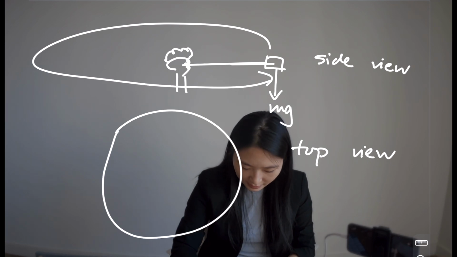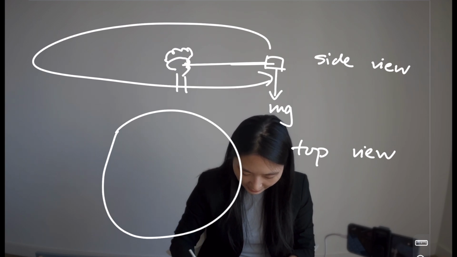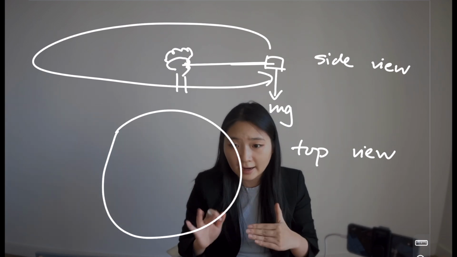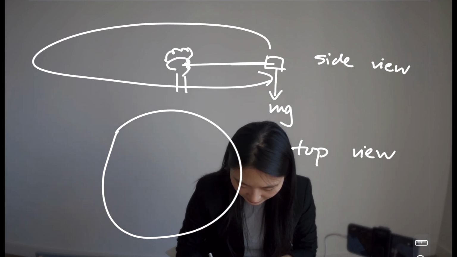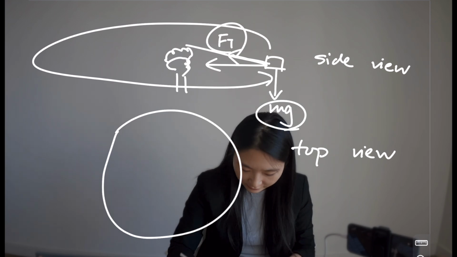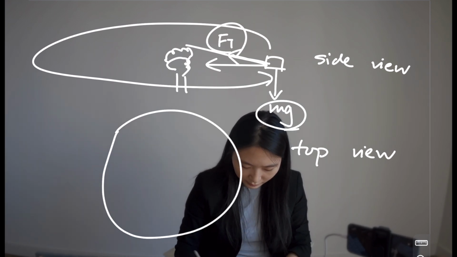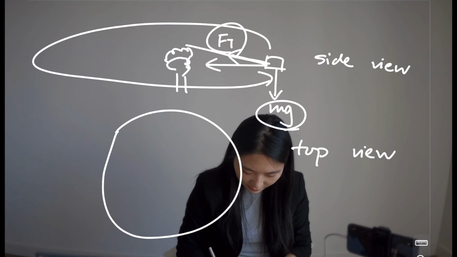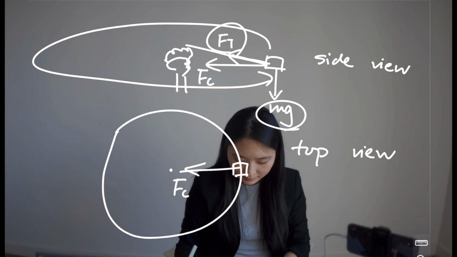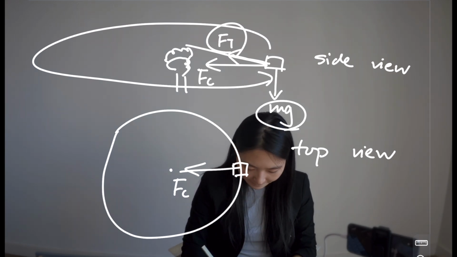By then, the tension force would be pointing slightly upward, and as a result, the tension force and gravitational force add up to a net force that points in the horizontal direction, horizontally to the center of the motion. Okay, so from a top view, this would be how the centripetal force is pointing.